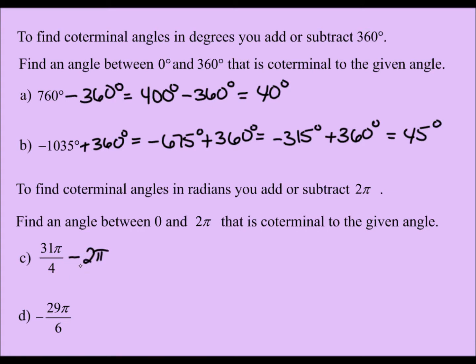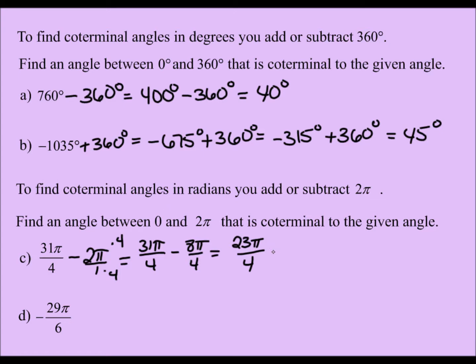Well, since I'm dealing with a fraction, I need to find a common denominator. And the common denominator here is 4. So I'm going to multiply 4 to the denominator and multiply by 4 to the numerator. So what I have is 31 pi over 4 minus 8 pi over 4. And when I solve this, I get 23 pi over 4. This angle is coterminal to 31 pi over 4, but is not between 0 and 2 pi.